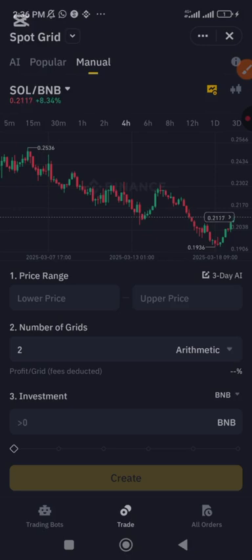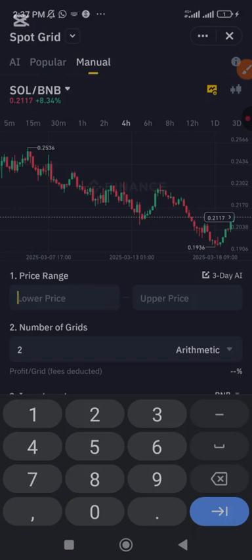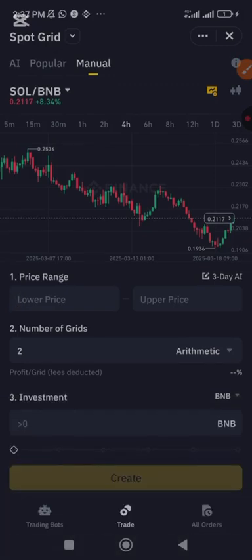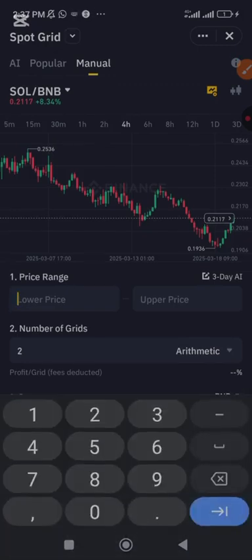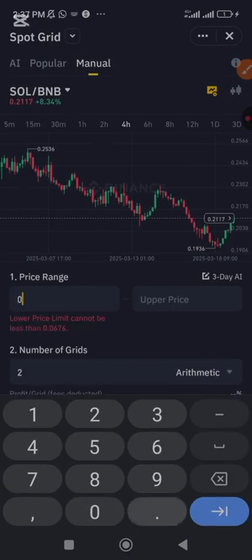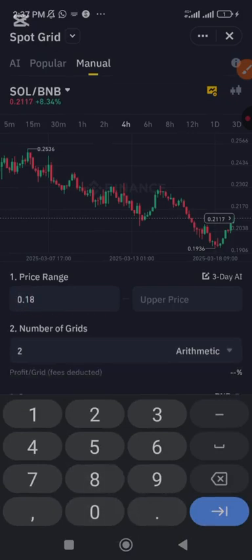You understand? So let's just assume now I pick, because your lower price should be in accordance to the support level. So the support level I'm seeing here now is 0.19, but because there is always a tendency of support level being broken, let me pick 0.18. Let me pick 0.188 as my lower limit. I'm setting up the price range.